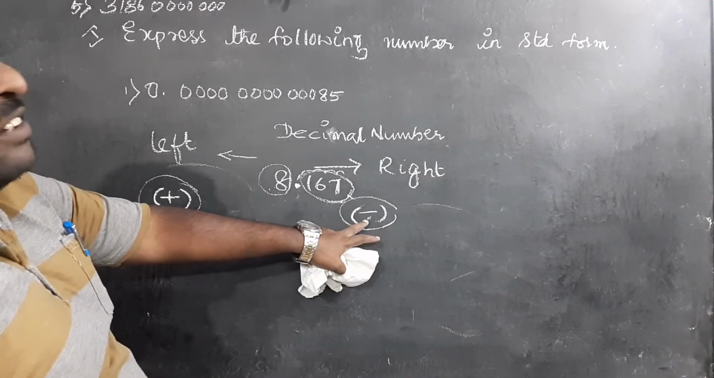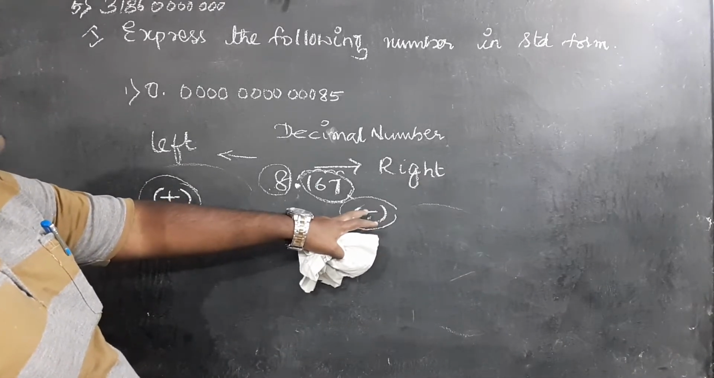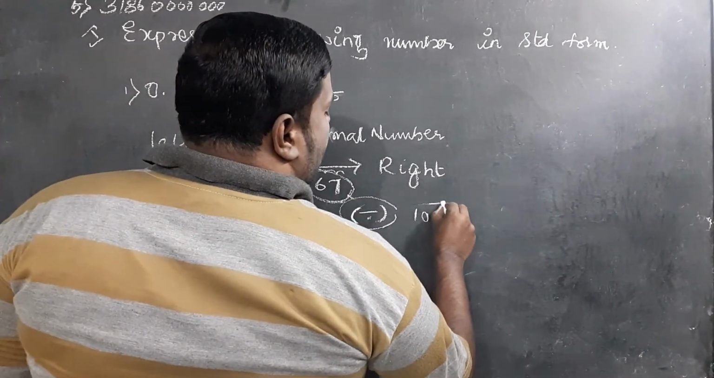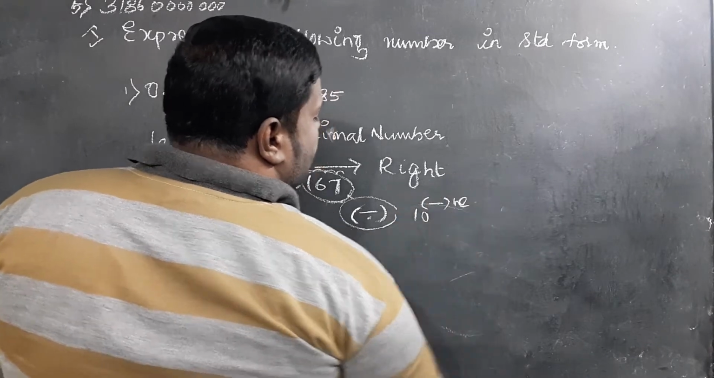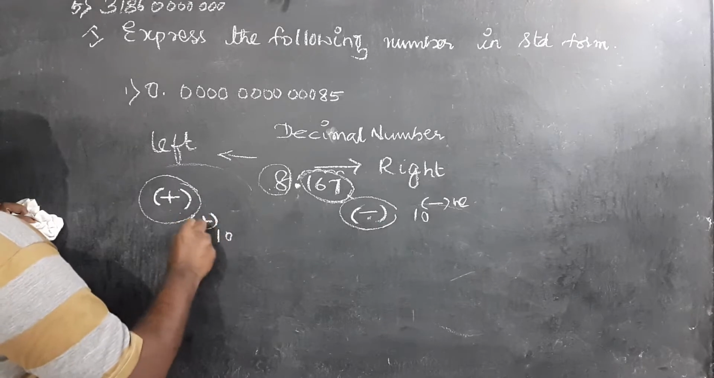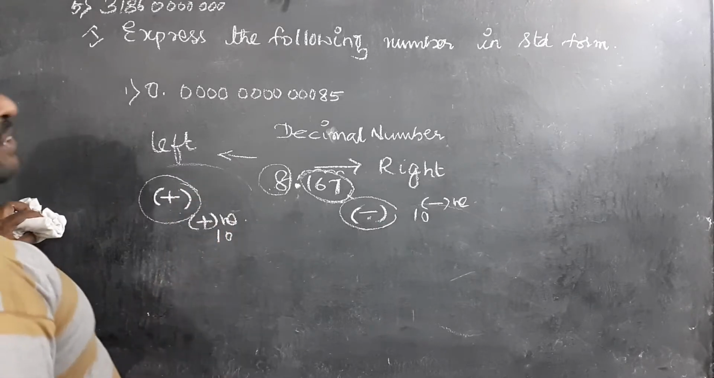See, this will be in the form of 10 to the power of minus 1, 10 to the power of minus 2, 10 to the power of minus 3. You will always get 10 power always negative. Here, when I am shifting towards left, it is 10 power always positive.